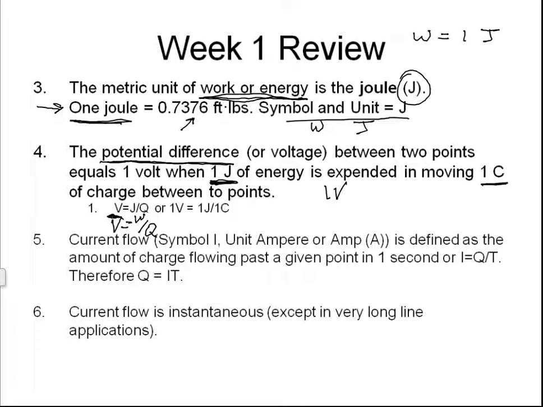When you are moving that 1 coulomb of charge, you have current flow. The symbol for current flow is I, and its unit of measure is the amp or ampere, and that symbol is capital A. And current flow, or 1 amp, is defined as the amount of charge flowing past a given point. So you're actually measuring the actual movement, the actual flow of electrons past a given point in 1 second.